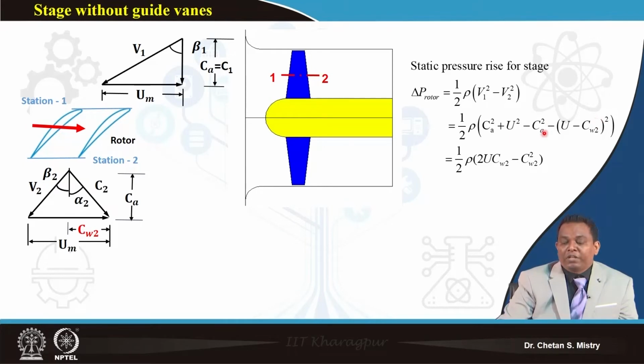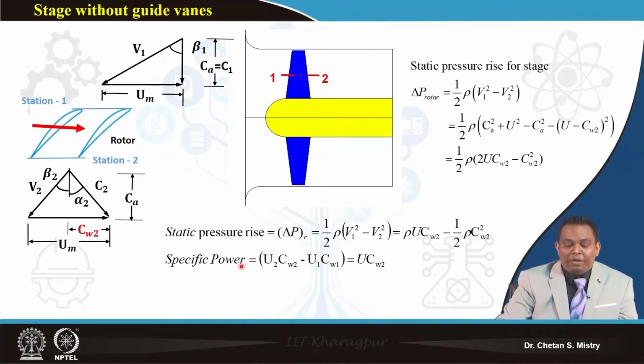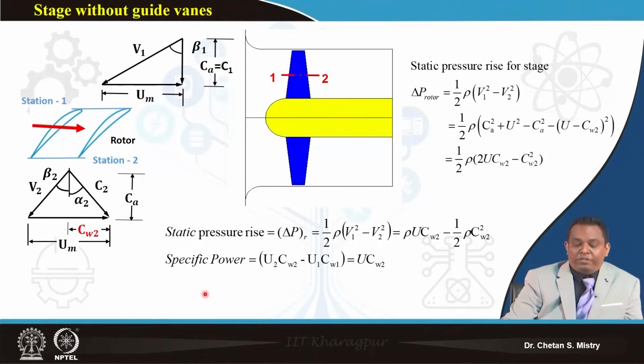Now, once I simplify this equation, my static pressure rise in the rotor is given by this equation. So, let me put it: static pressure rise is rho u CW2 minus half rho CW2 square, and my specific power, or the power required for running of this fan, is given by u into CW2.